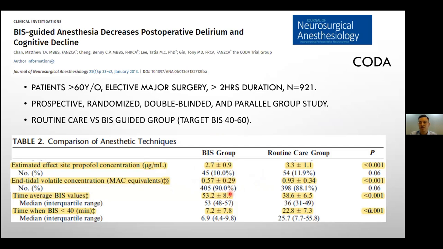This study also managed to show that the median BIS when we use the BIS monitor was 53, and under routine care it was 38 here. The time span for BIS less than 40 was significantly shorter in the BIS group, with a median time of 7 minutes as compared to 23 minutes in the routine care group here.